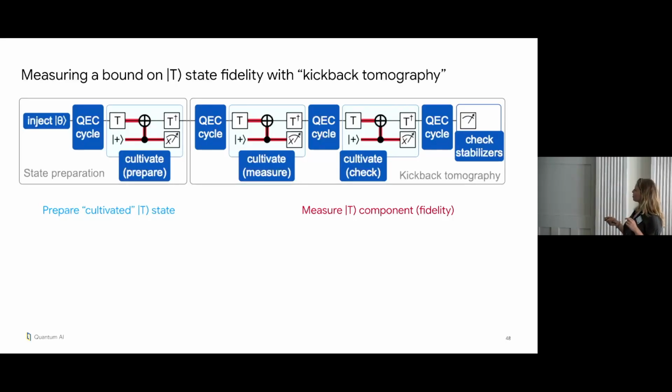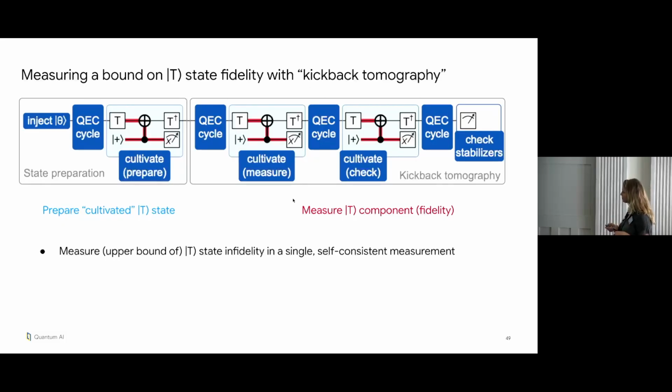And here we have 2 rounds of cultivation to maintain the fault tolerance. It turns out that if you just run cultivation once to do that measurement, you need to check that measurement that you just did along the magic state axis, and so you run cultivation again. And these QEC cycles also help to maintain fault tolerance. So this whole circuit has a fault distance of 3, as the cultivated T state should. All right, so this enables an upper bound of the state infidelity in a single self-consistent measurement, because we're just measuring directly the component that we want to check. And I say upper bound because the measurement apparatus, this kickback tomography apparatus here, will also natively have some error.